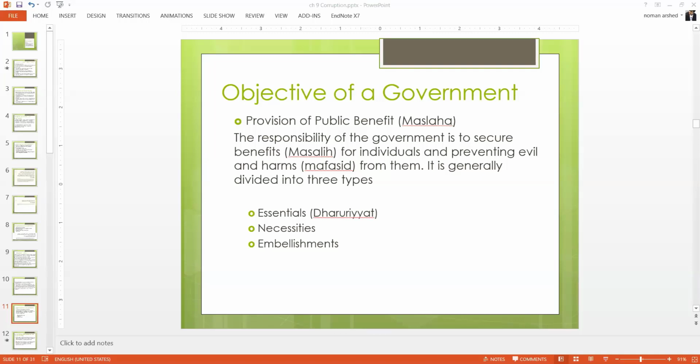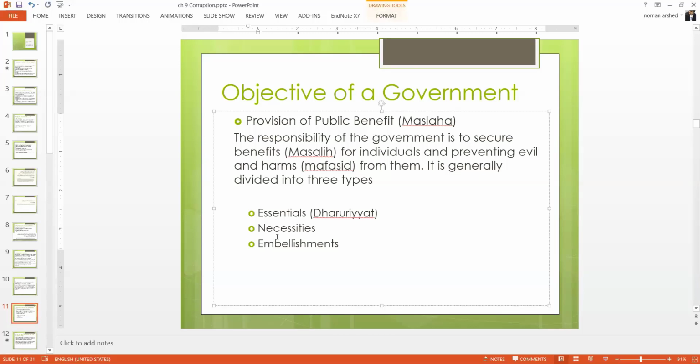It's generally divided into three types. So there are three types of public benefit that can be distributed. First is essentials, zaruriyat. Then there are necessities, and there are embellishments. And the fourth one is show-offs. So there are four types of needs that exist in the economy. First is essentials, then necessities, then embellishments, then show-offs. The first three are allowed in Islam, and the fourth one is not allowed.